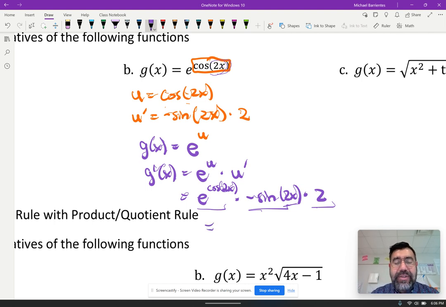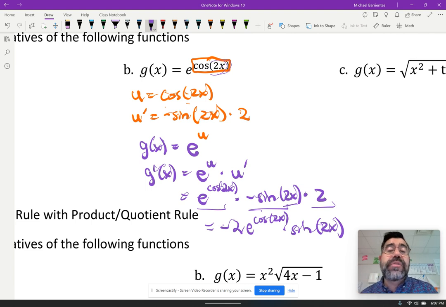Now, it really isn't much to simplify here. I guess you could say negative 2e to the cosine 2x times sine 2x, I guess. But there really isn't much you can simplify there. But the moral of the story is we can have multiple compositions or multiple functions being composed, in which case we're going to have to stretch out and continue to perform the chain rule in multiple steps. So in video 2, we're going to look at function A, and then we'll look at function C here before we get into the other way that the chain rule can appear in a differentiation problem.